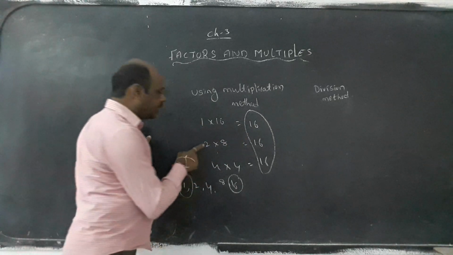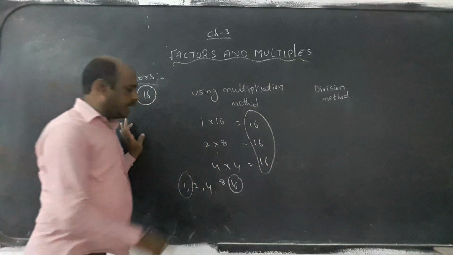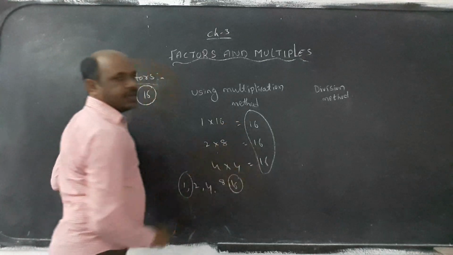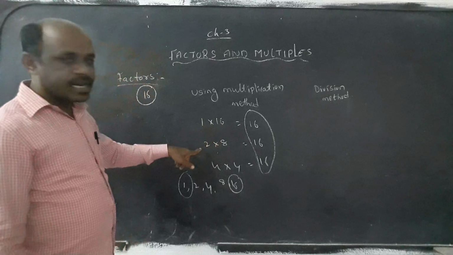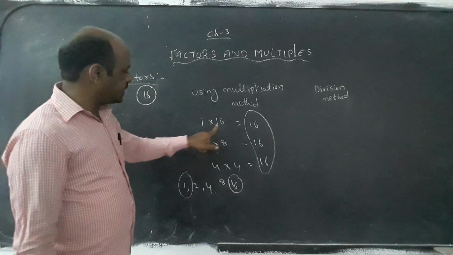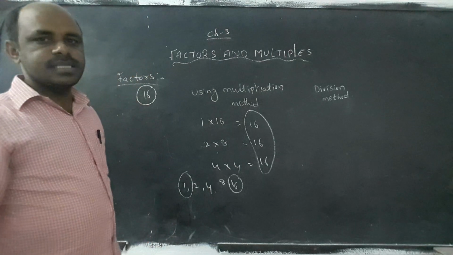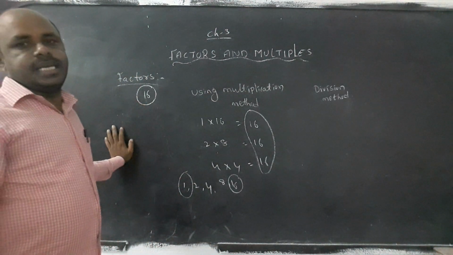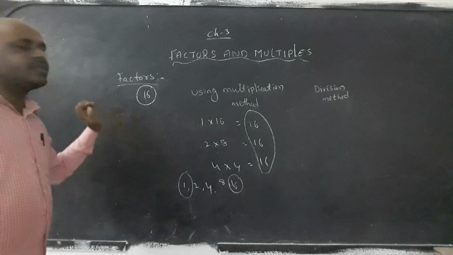Both are equal only. 2 8 is 16, 8 2 is 16. Both are the same only. 4 4 is 16. In this, 16 equals 16, so you can leave it as one. The remaining numbers here are 1, 16, 2, 8, 4. These all are factors of the given number. What was the given number? 16. These are all factors of 16.